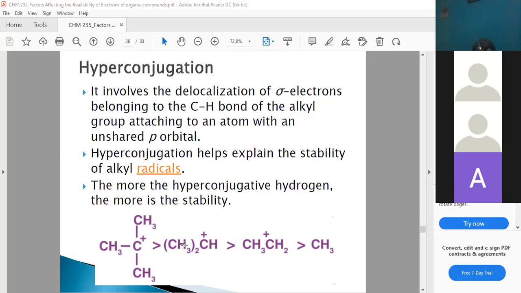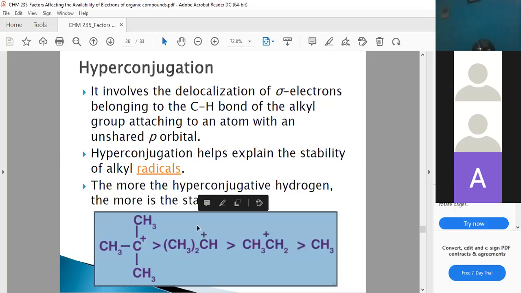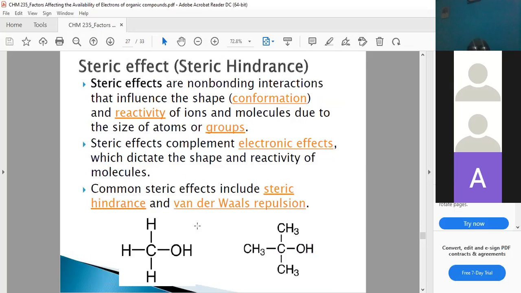Then we talk about steric effect or steric hindrance. Steric effects have nothing to do with bond, but it has to do with what you call overcrowding. When you have an overcrowding in the molecule, then you expect steric effect to operate.